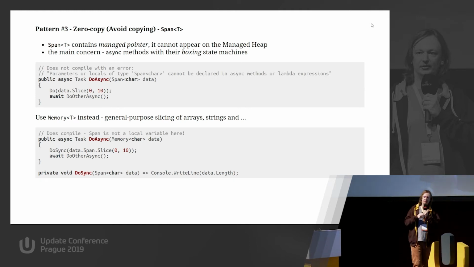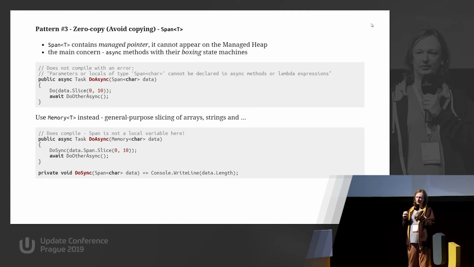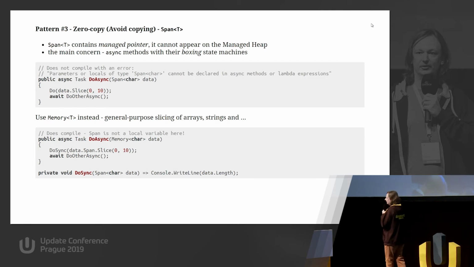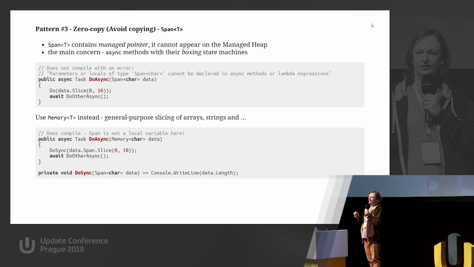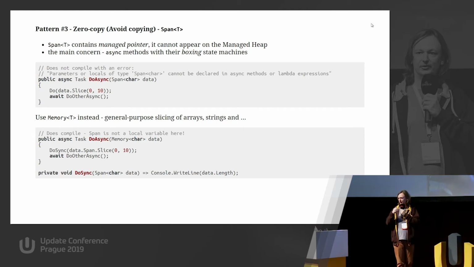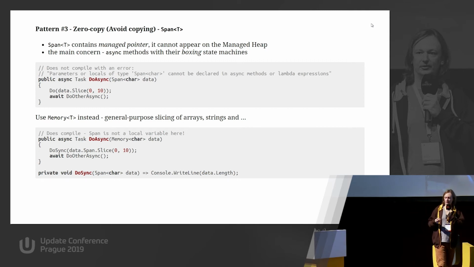Memory of T is slightly slower. It is maybe also slightly less powerful because it cannot represent all types. It can represent arrays, strings. It cannot represent stack data. But it is a struct which can be boxed. So in case of async methods, Memory of T will be used because it is more general. And from Memory of T, you can take a slice also in your method.